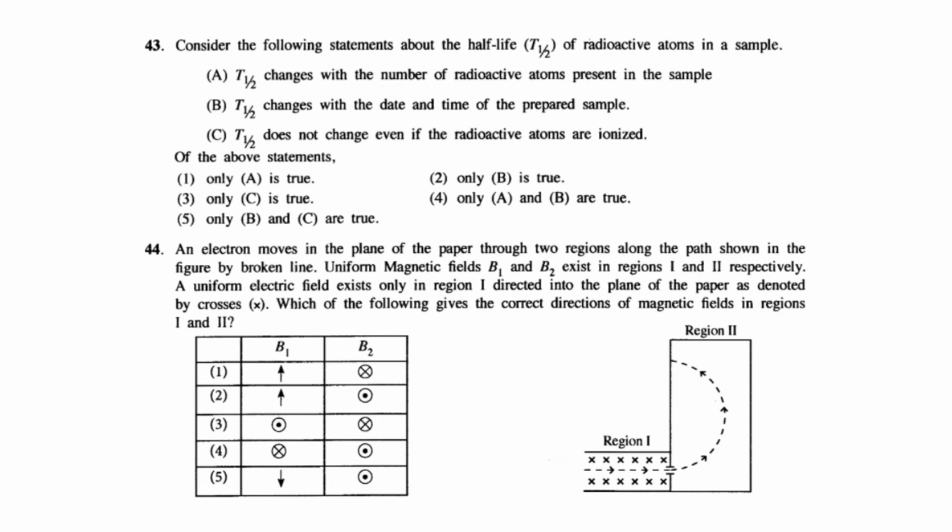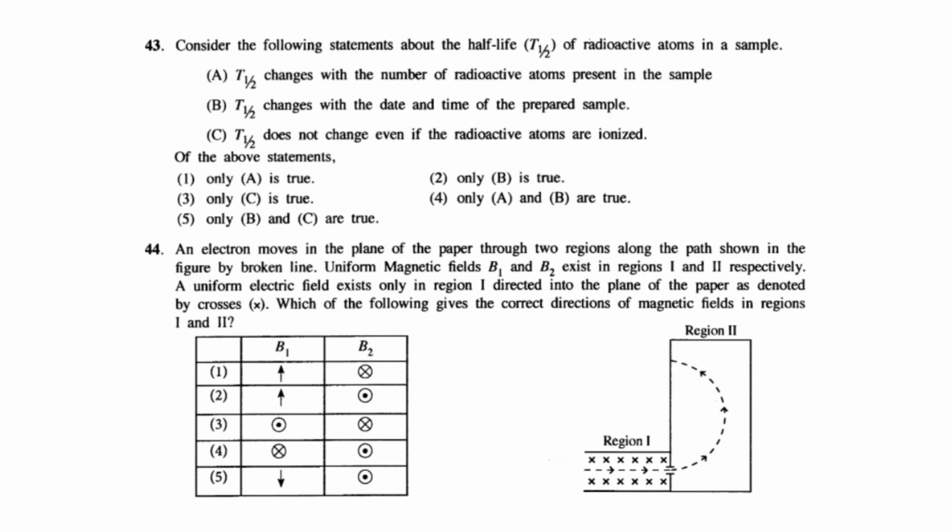To find the direction of the magnetic field, you can use Fleming's left hand rule. Keep the first three fingers of the left hand perpendicular to each other. Then the thumb is pointing to the direction of the magnetic force, the second finger is pointing to the direction of the magnetic field, and the middle finger is pointing to the direction of the motion of the positive charges.